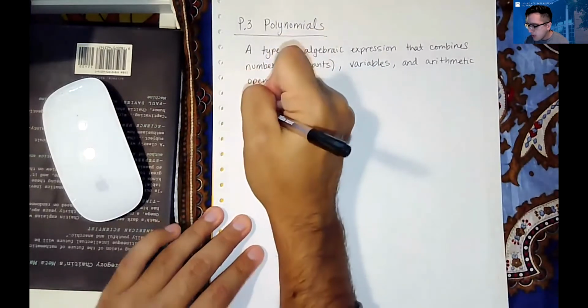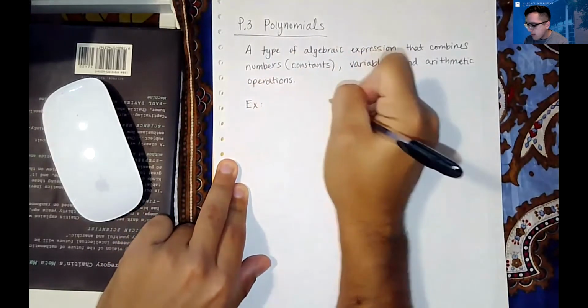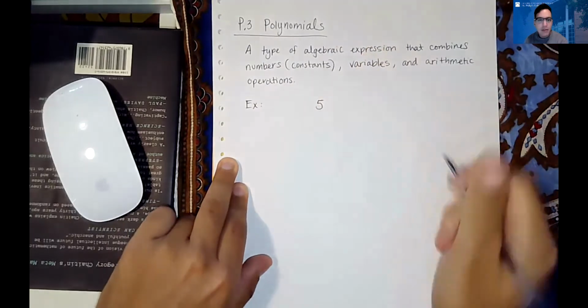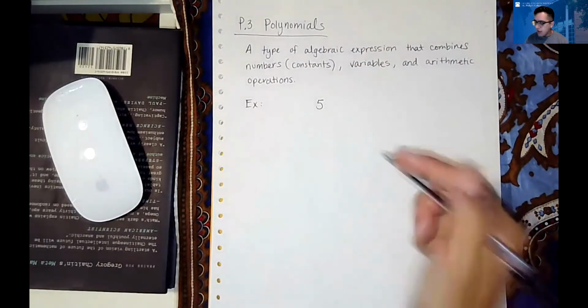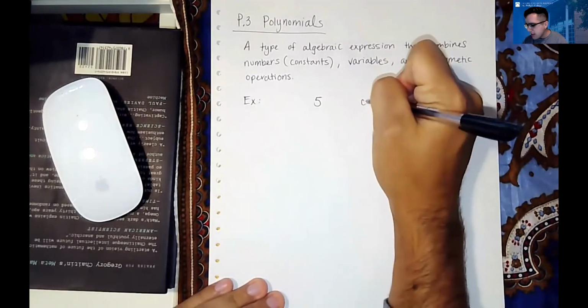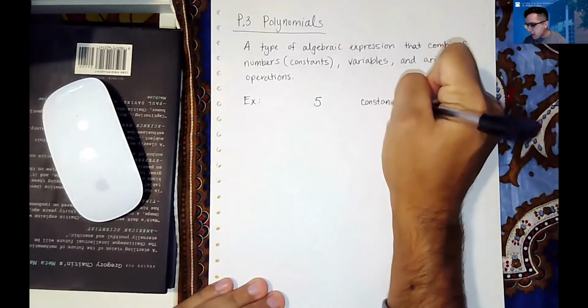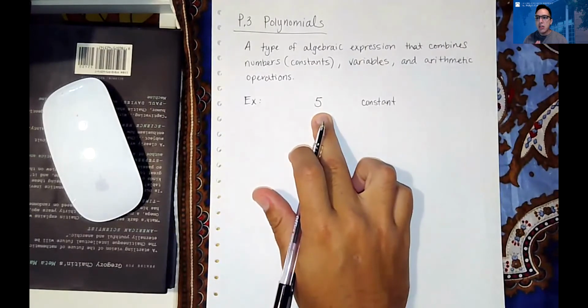Some examples of polynomials would be like the number, I'm going to use the number 5. Even though this expression, just the number 5, is a single number, we can consider it a polynomial, but we can also just consider it a constant because there's nothing funny here. There's no missing value in this expression. We know what the number 5 is worth in a sense.